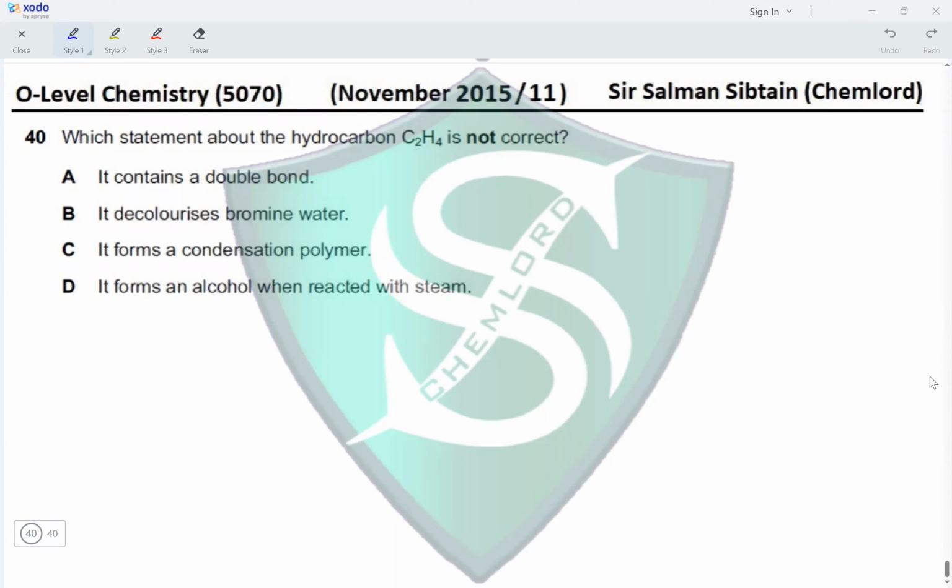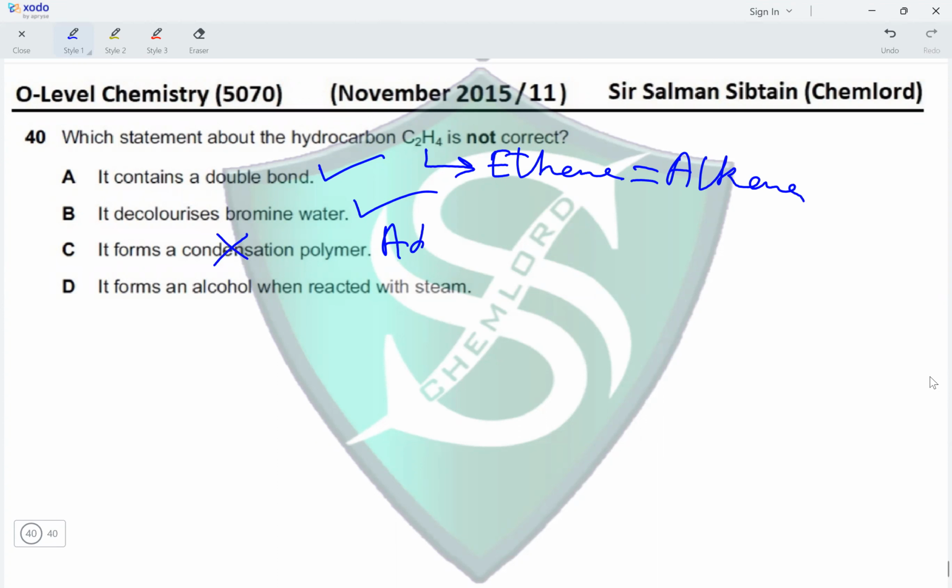Question 40. Which statement about the hydrocarbon C2H4 is not correct? C2H4 is ethene and ethene is an alkene. It contains a double bond. Yes, it does. It decolorizes bromine water. Yes, it does. It forms a condensation polymer. No, it forms an addition polymer because the double bond opens up and the monomers are joined together in a polymer chain.